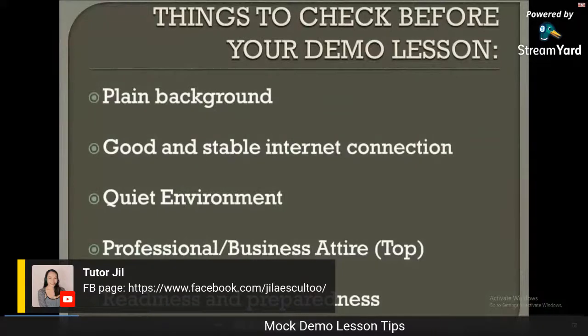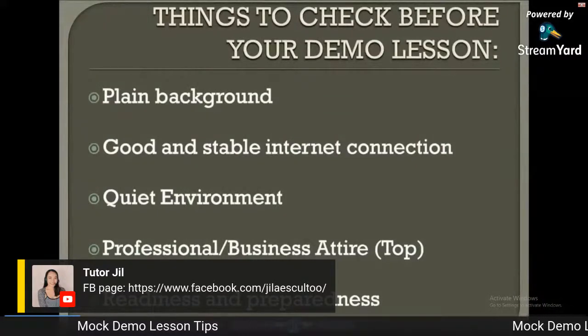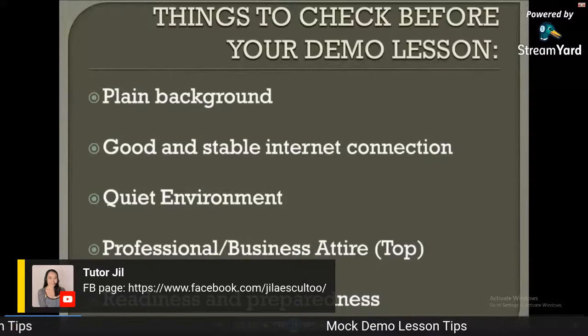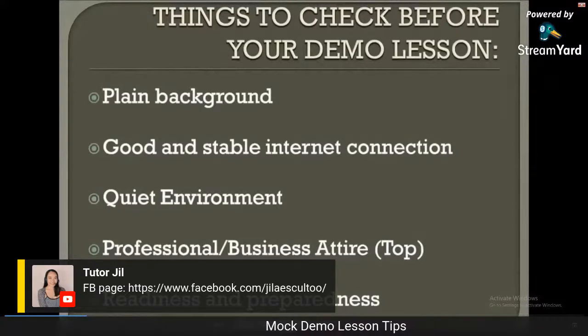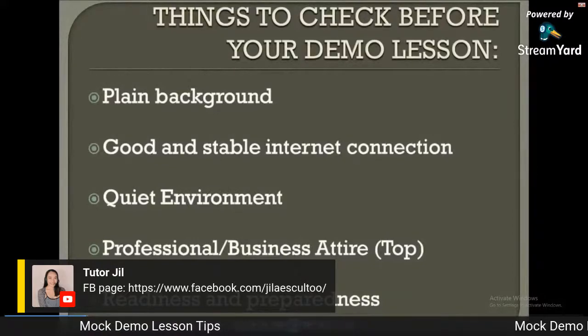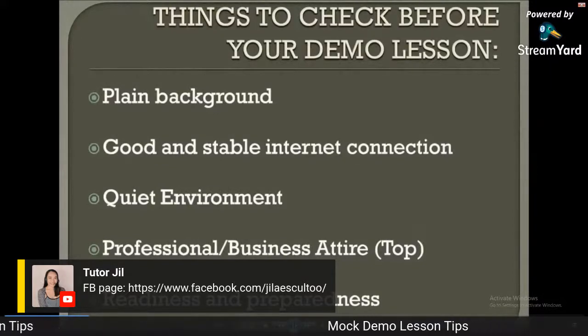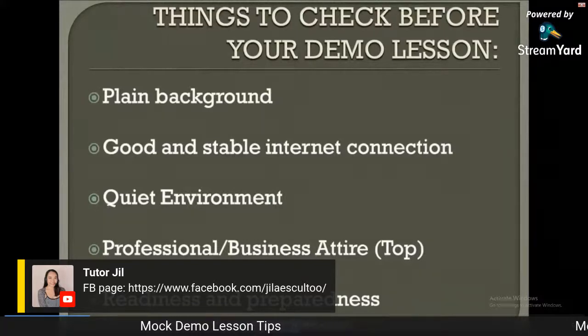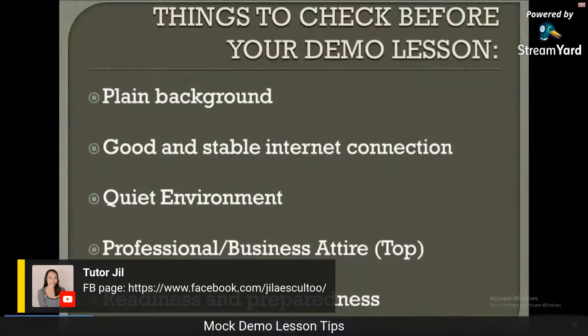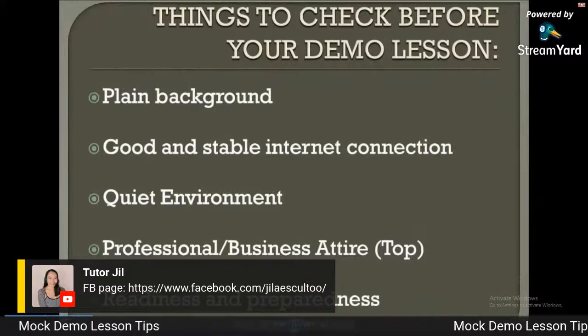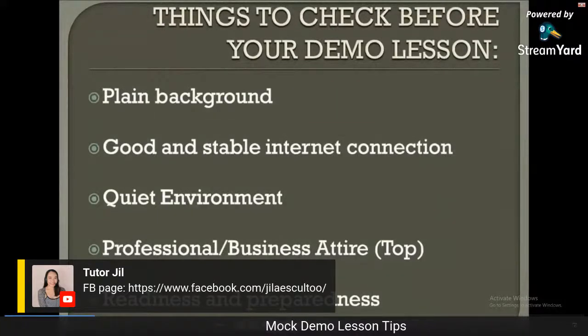Number three, it should be a quiet environment. So make sure that during your training, your environment is quiet. There should be no unnecessary noise like barking of dogs, chicken sounds, and vehicles passing by. And next, you should wear professional or business attire on top. And lastly, check yourself. Are you ready? Are you prepared? That is why you have this kind of training and mock demo lesson, for you to be fully prepared and fully equipped for your actual demo lesson.